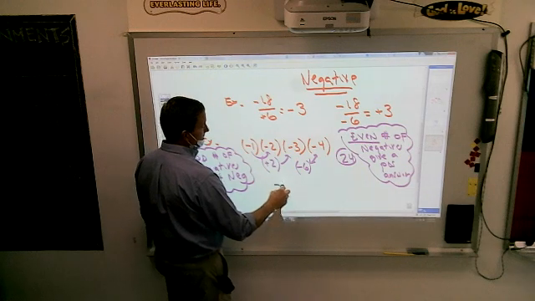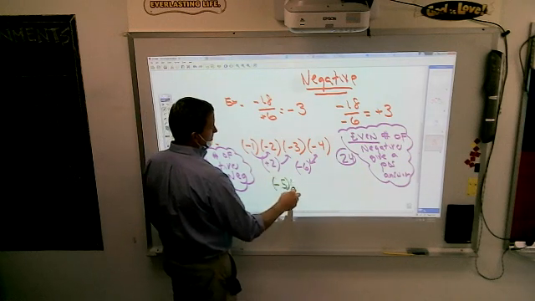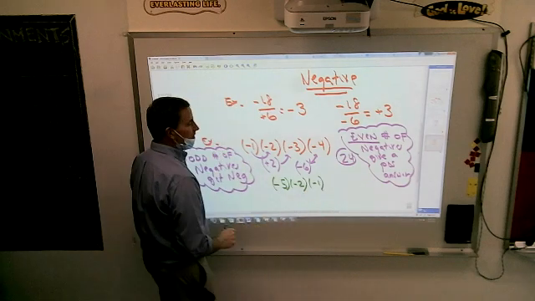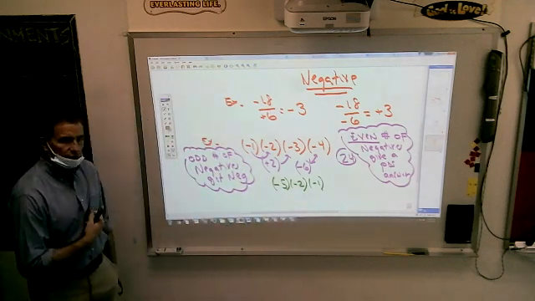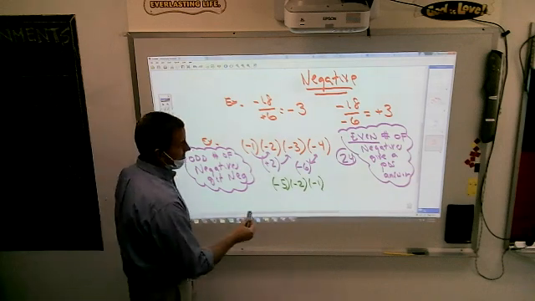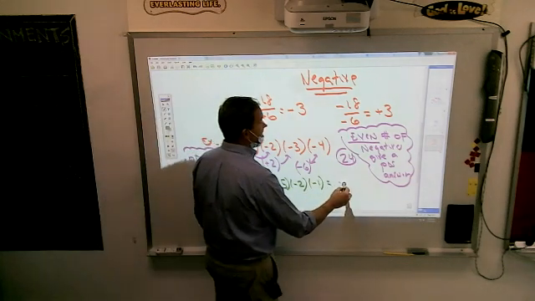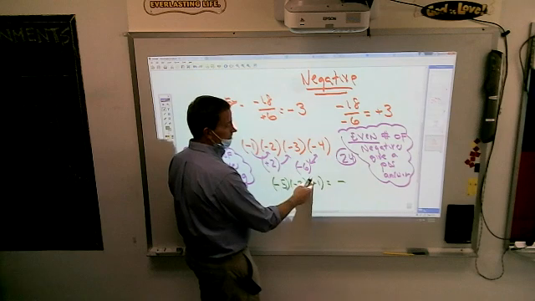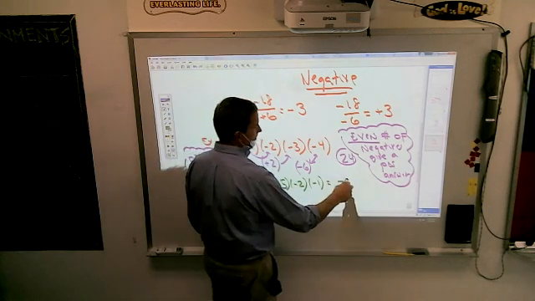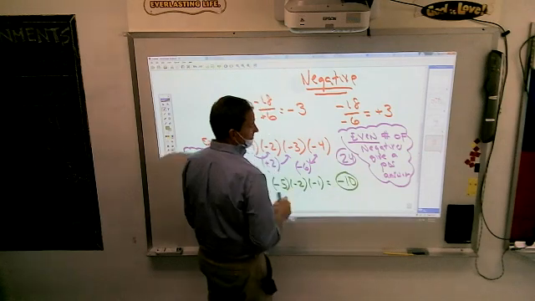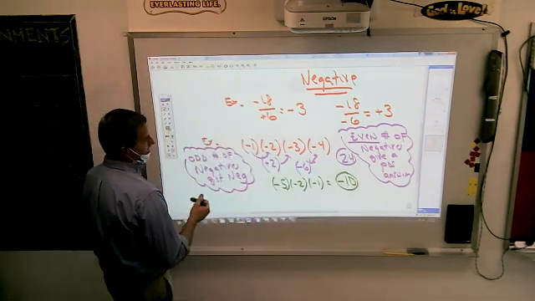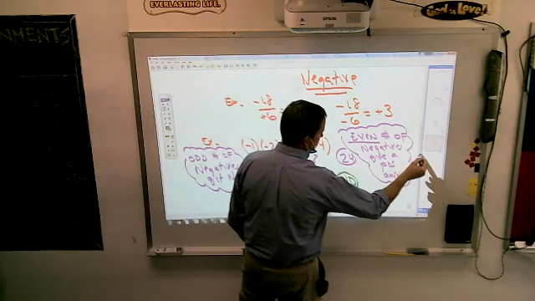So a negative 5 times a negative 2 times a negative 1. Right off the bat, if I were doing this problem, I'd go, oh, I'm multiplying 3 negatives together, so my answer is going to be negative. An odd number of negatives will give me a negative answer, and then I can just multiply the numbers. 5 times 2 times 1 is 10. Negative 10. Okay?